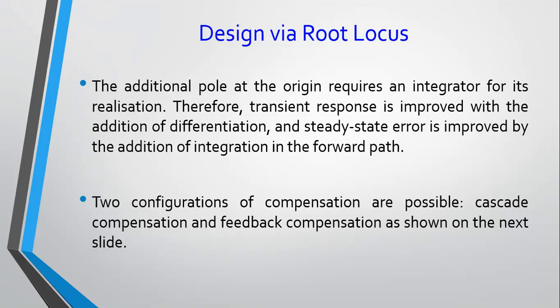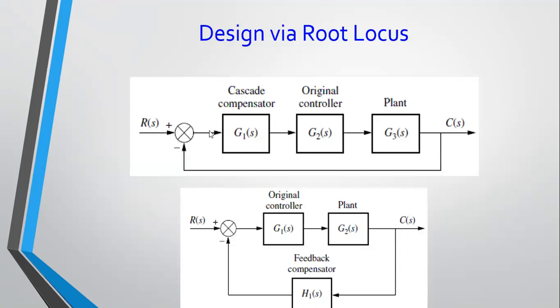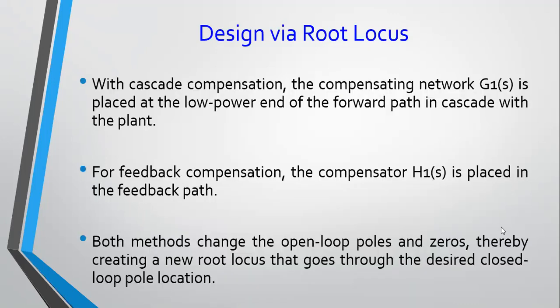Right? So there are 2 ways you can go about control design. There is your plant, and this is your original controller. Now you can put your controller here as a cascade compensator, so it is in series with your plant, or it could even be a feedback compensator. Both of these are going to introduce additional poles and zeros, as we've seen when we were working with root locus. So we have two main methods. We're going to look at the cascade compensation method.